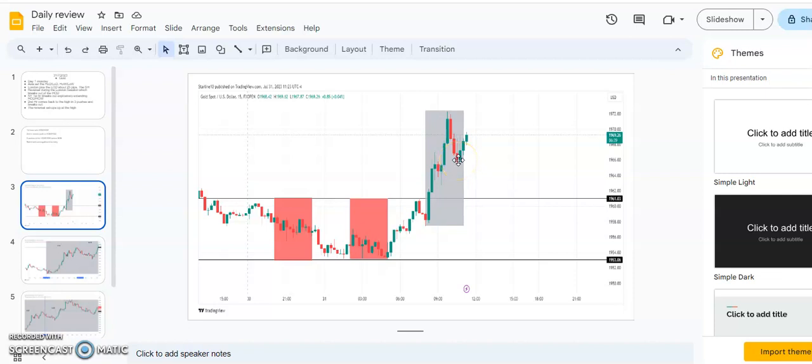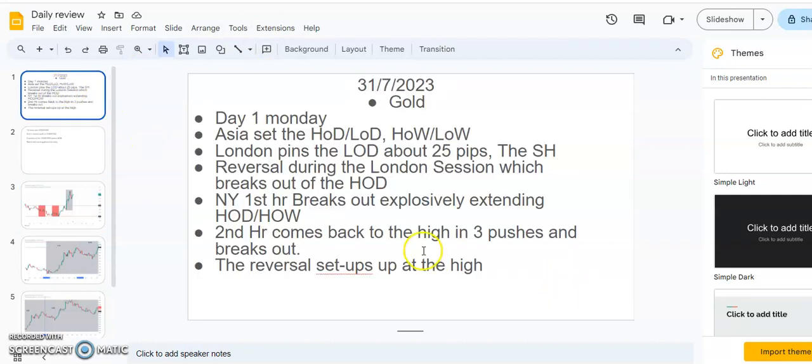So I'm not trying to predict the market. I am just looking at what is the price, how is the price behaving? Where is the money? And then of course we are still following our process. Then after this, the market breaks out in 3 pushes. That is in the second leg again, in the second hour. Then the reversal sets up at the high of the week.